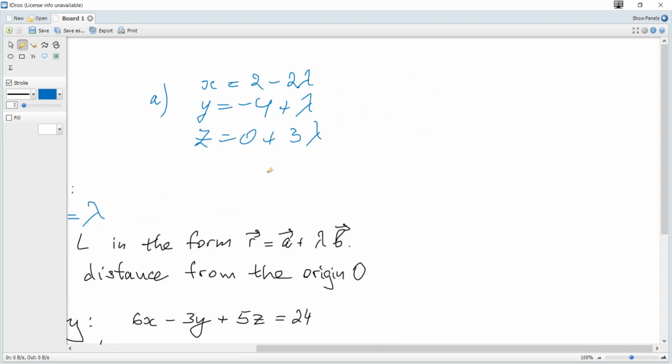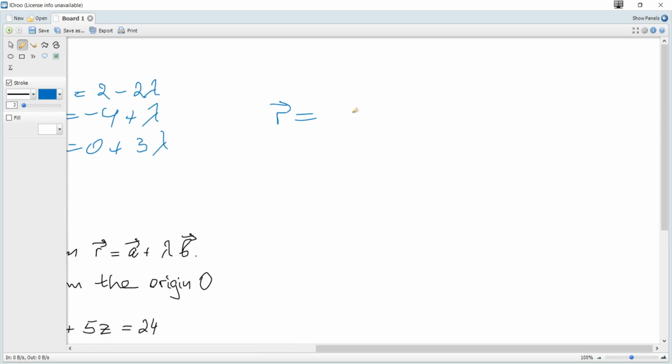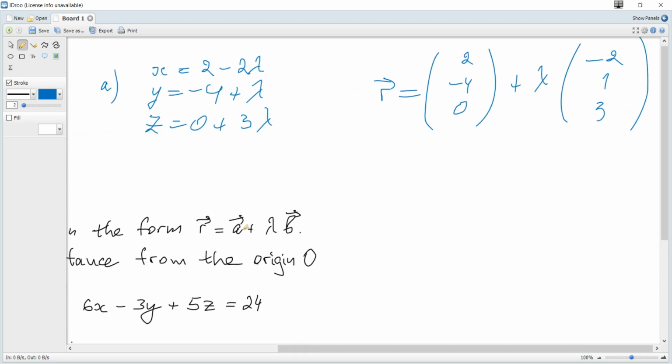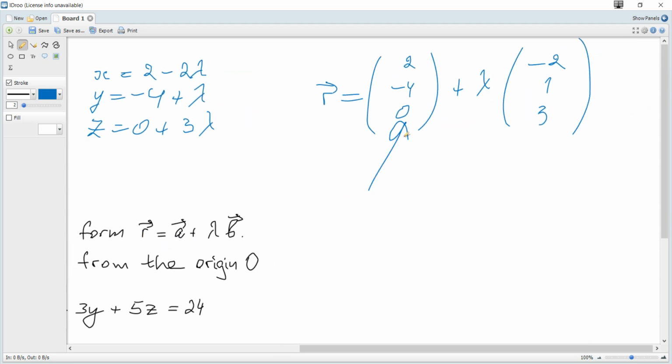It's called a parametric equation of a line, and x, y, z is a position vector of any point on the line, and it is equal to (2, -4, 0) plus parameter times (-2, 1, 3). And it's the required vector equation of the line. It's the position vector of some point on the line, and this is the direction vector. Direction vector is some vector which is parallel to our line.